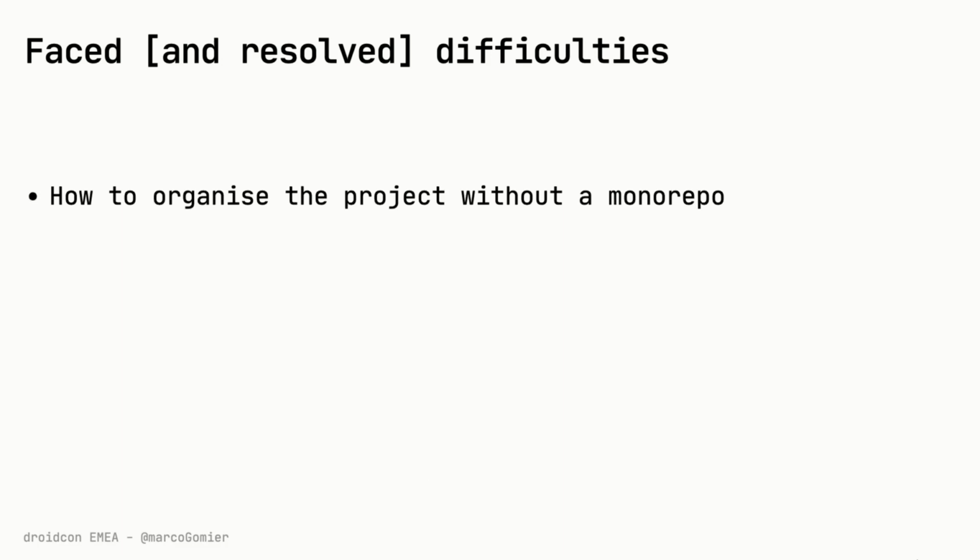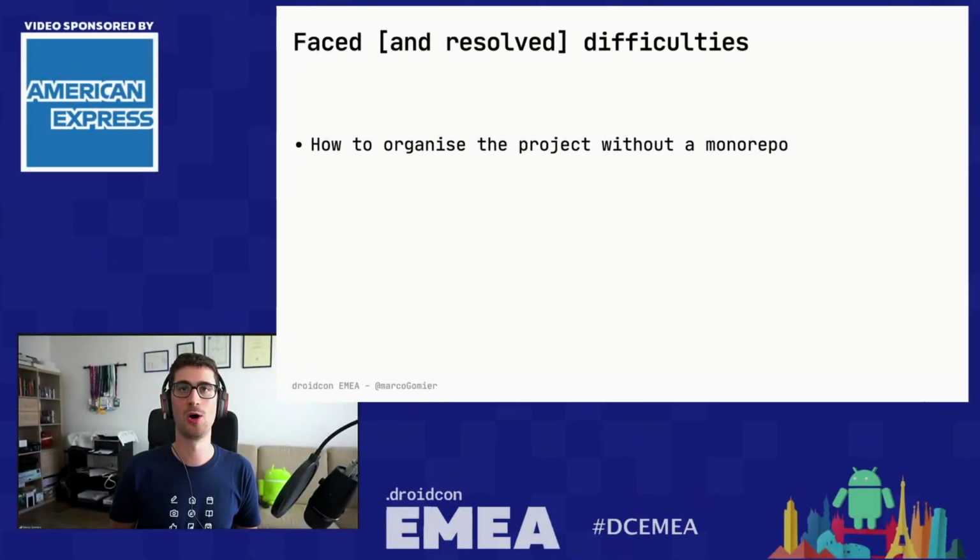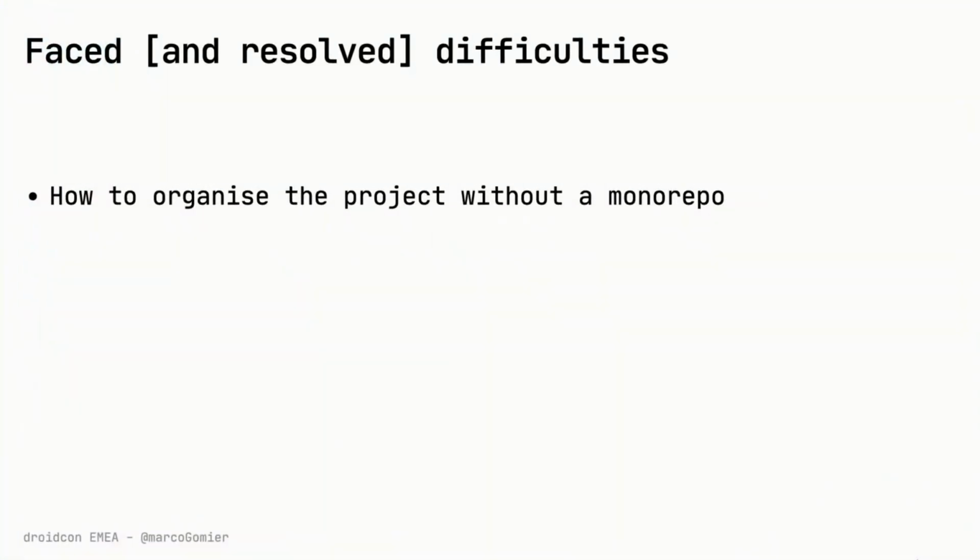The first one was how to organize the project without a monorepo structure. And this was a difficult task because I wasn't able to find any example or any sample or any proper documentation on it. Due to that, I've decided to do this talk and to write a sample, to give back to the community.